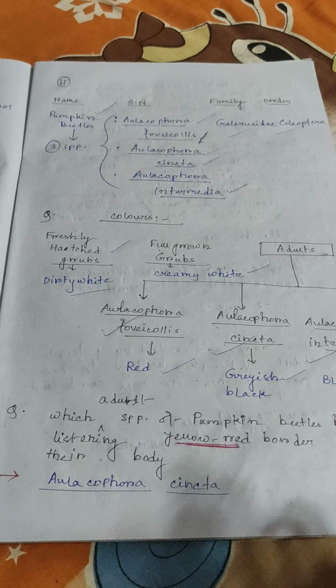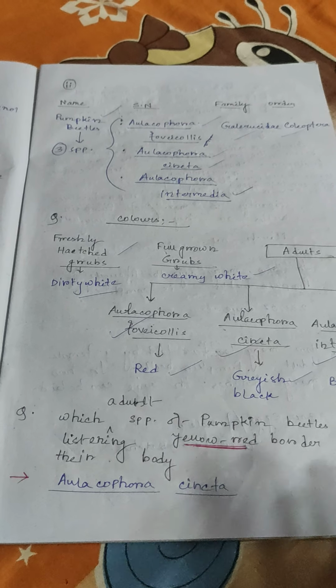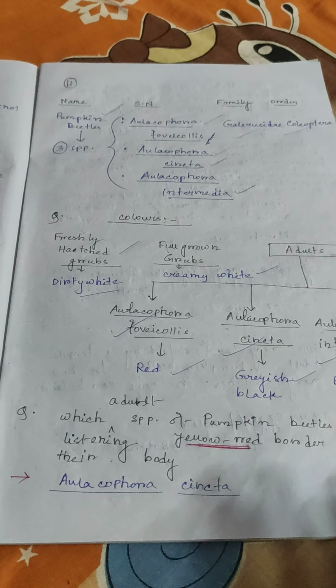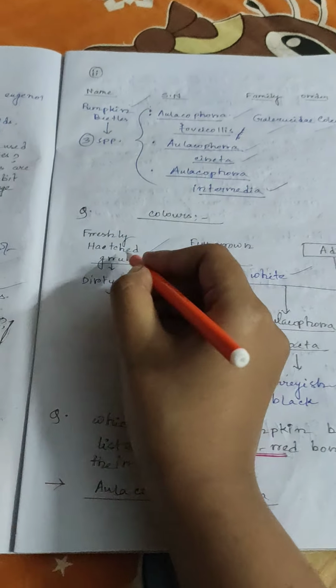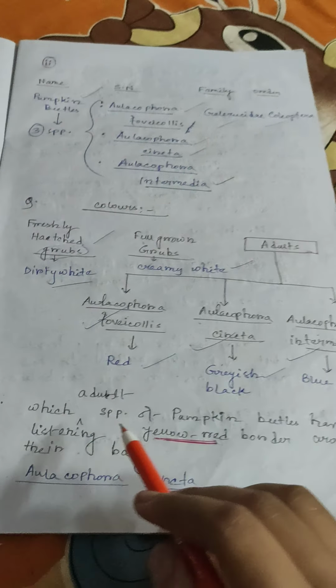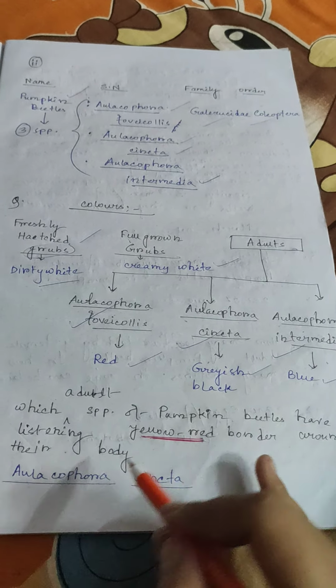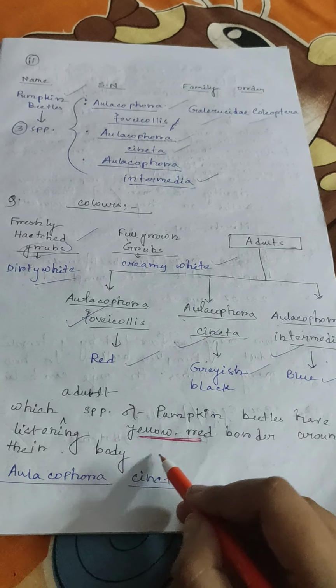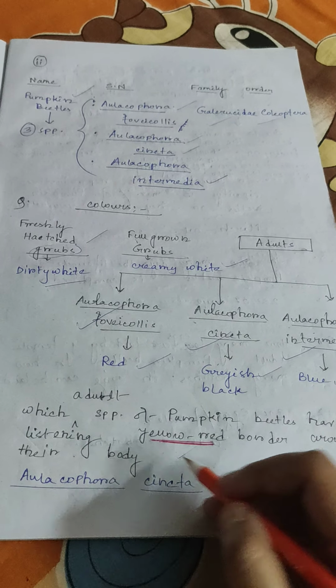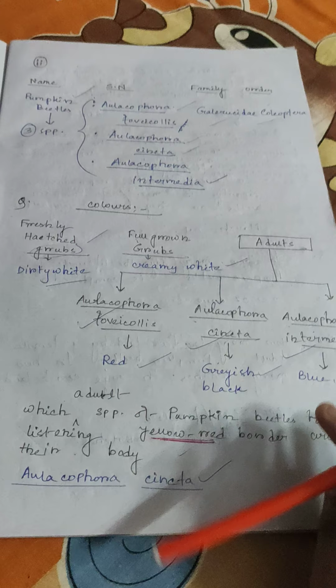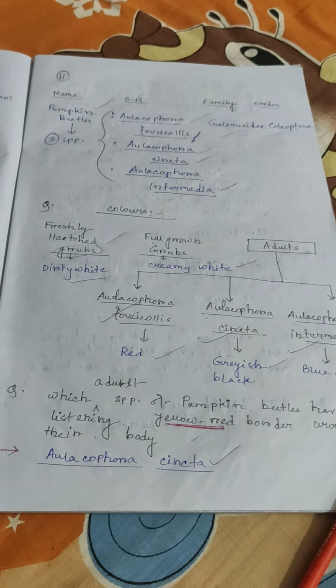So what is the feeding stage of cucurbit pumpkin beetles? Grubs. Which adult species of pumpkin beetles has a shiny yellow-red border around its body? Olacophora cincta. Olacophora cincta has a yellow-red border on its body.